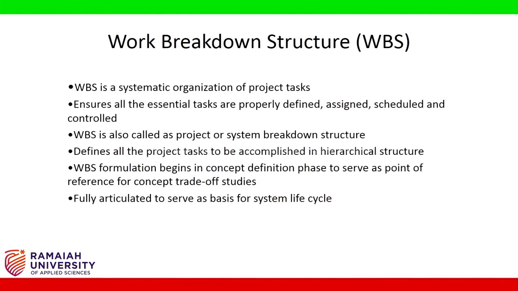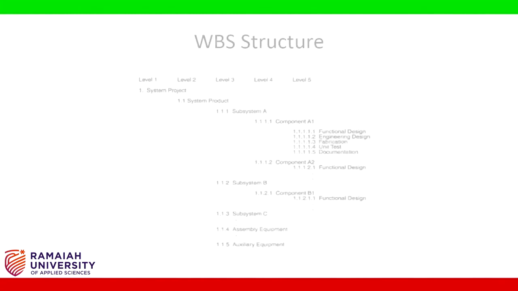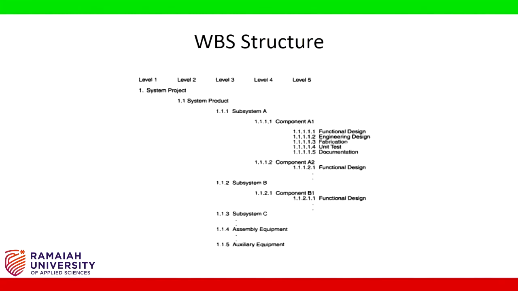Work breakdown structure. WBS is a systematic organization of project tasks. Ensures all the essential tasks are properly defined, assigned, scheduled, and controlled. WBS is also called project or system breakdown structure. Defines all the project tasks to be accomplished in hierarchical structure. WBS formulation begins in concept definition phase to serve as point of reference for concept trade-off studies. Fully articulated to serve as basis for system life cycle. This slide shows the structure of the work breakdown of the system.